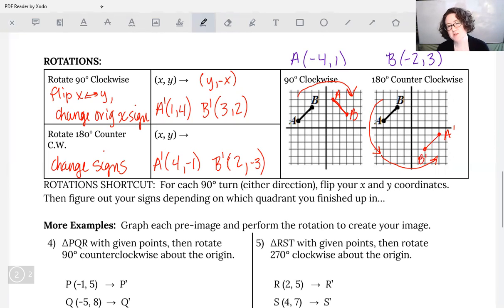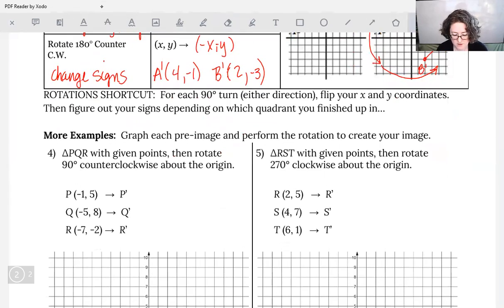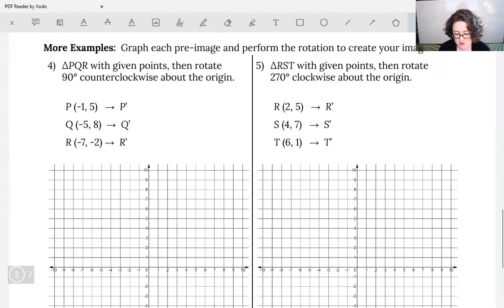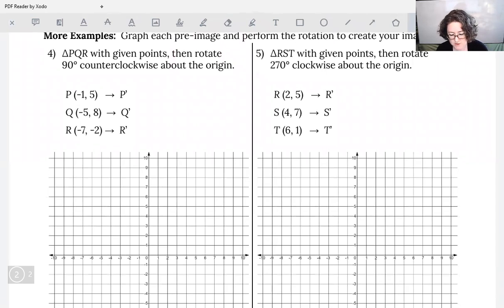However, there's a little bit of a trick that I like, because those rules, for me, are a little difficult to remember. So what I'm going to do is show you my shortcut rule for this, and let's do this on our more examples. So let's start with number 4. We're going to graph this triangle, and then we are going to do our rotation.